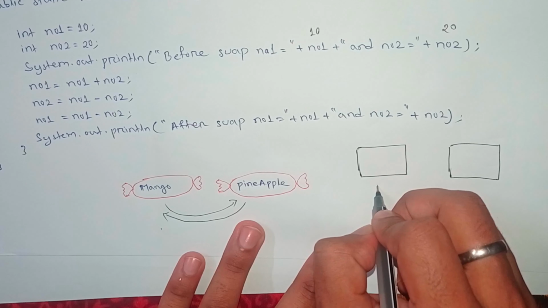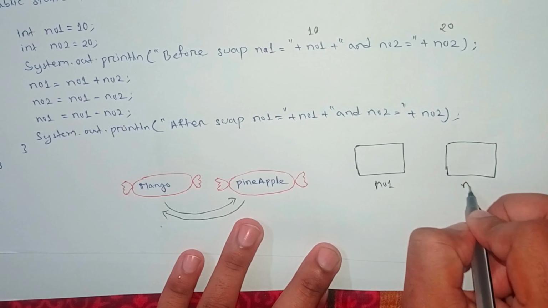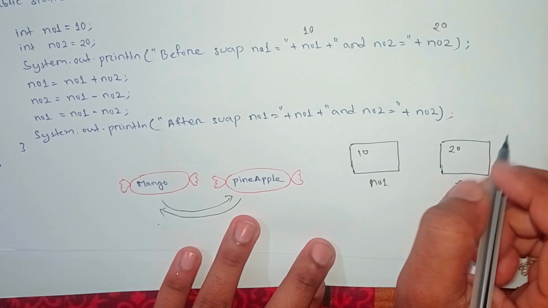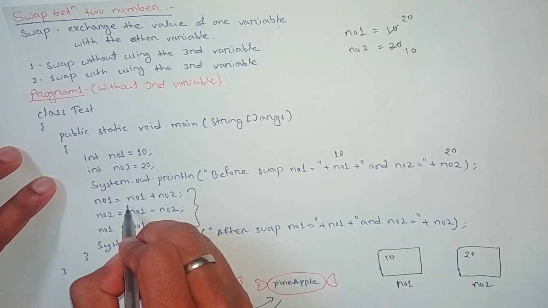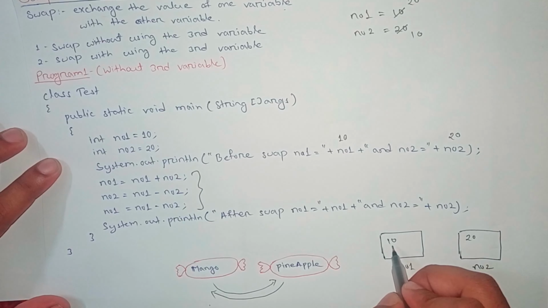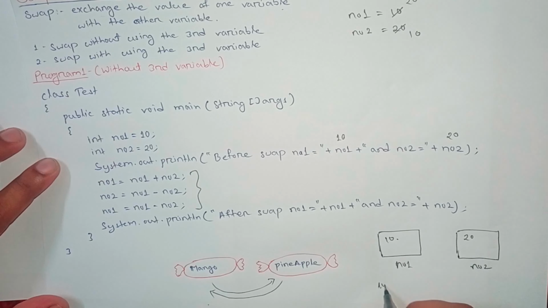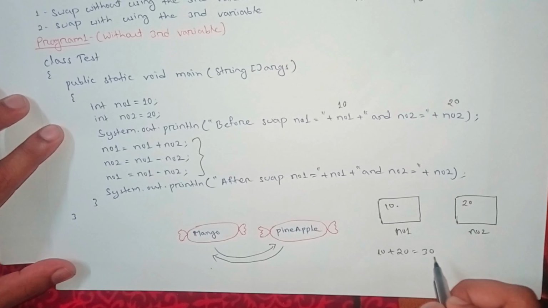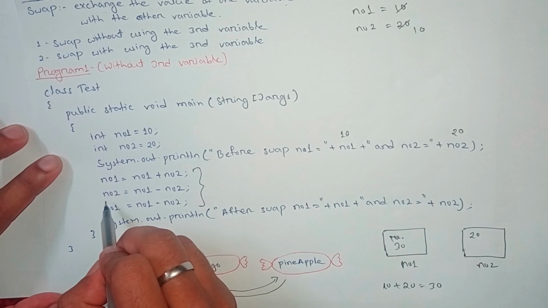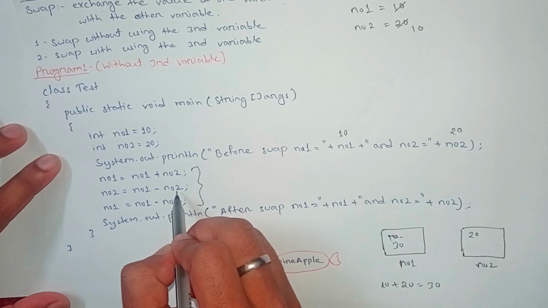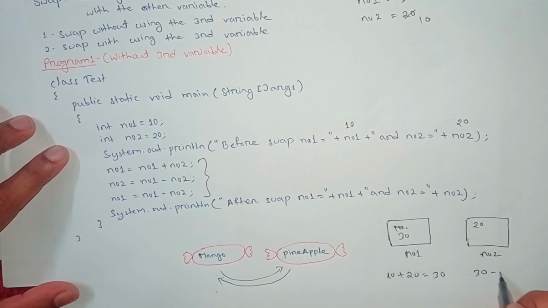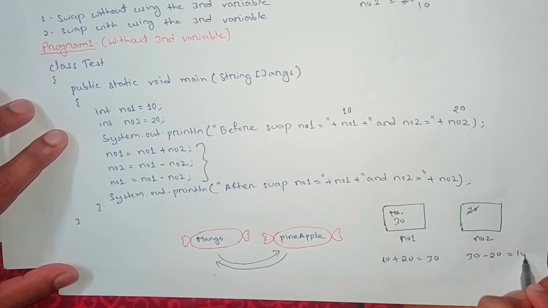Let this be number 1 and this be number 2. The value of number 1 is 10 and the value of number 2 is 20. The first line of the logic says number 1 equal to number 1 plus number 2. So 10 plus 20 equal to 30. Now the value of number 1 is 30. The second line says number 2 equal to number 1 minus number 2. Now number 1 is 30, so number 2 equal to 30 minus 20. So it will be 10.